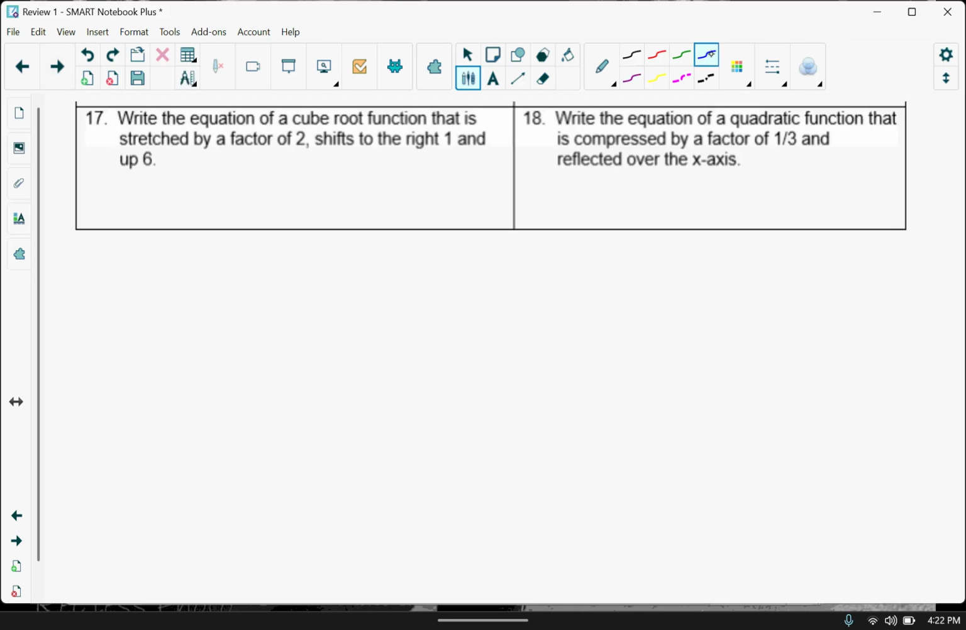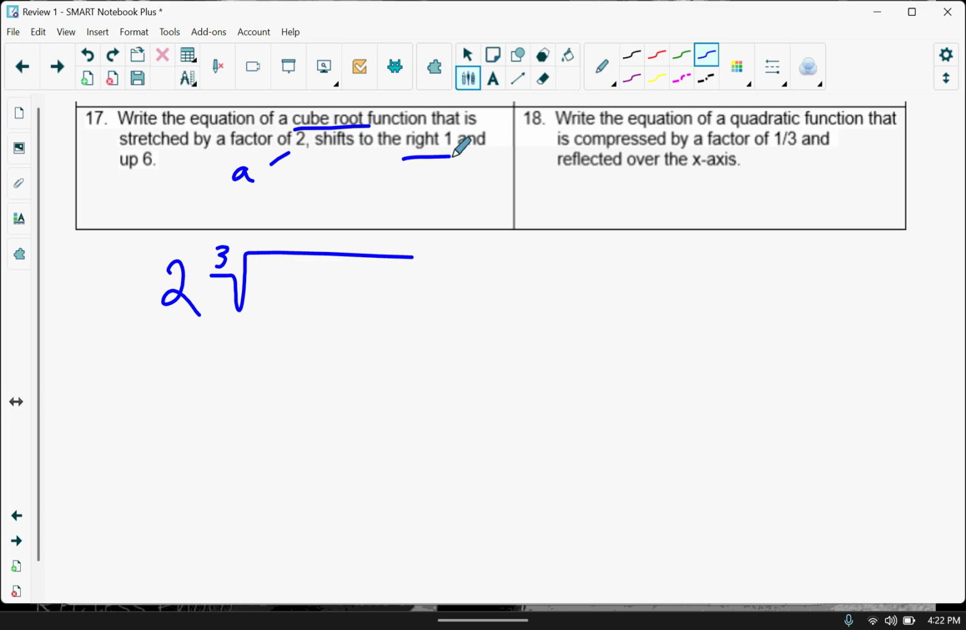Okay, next one says write the equation of a cube root. So anytime it says root, it's one of the radical symbols, and if it says cube root, you put a 3 on the little step. It says stretch by a factor of 2. Remember I said sometimes they say it fancy? So that right there is the a. So I put a 2 in front.